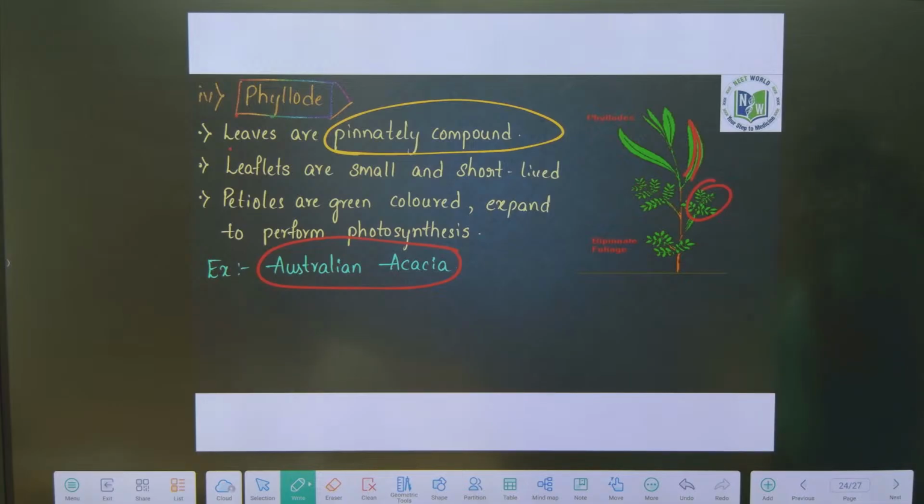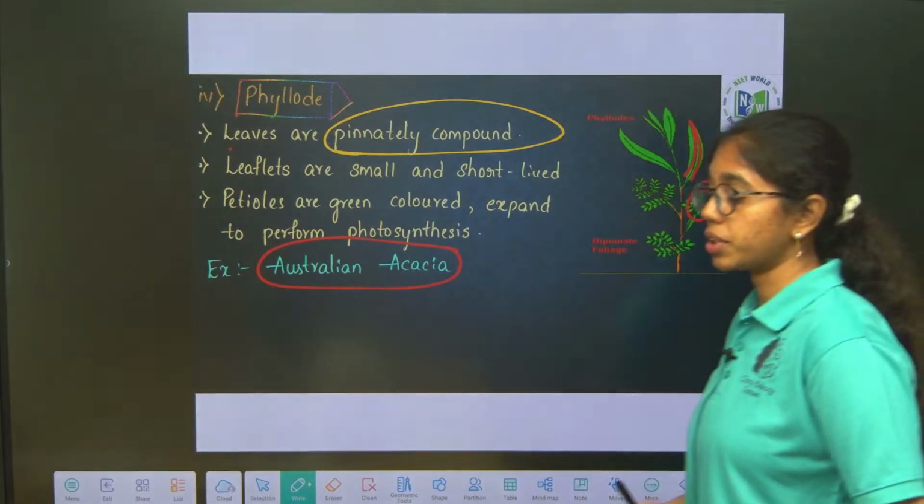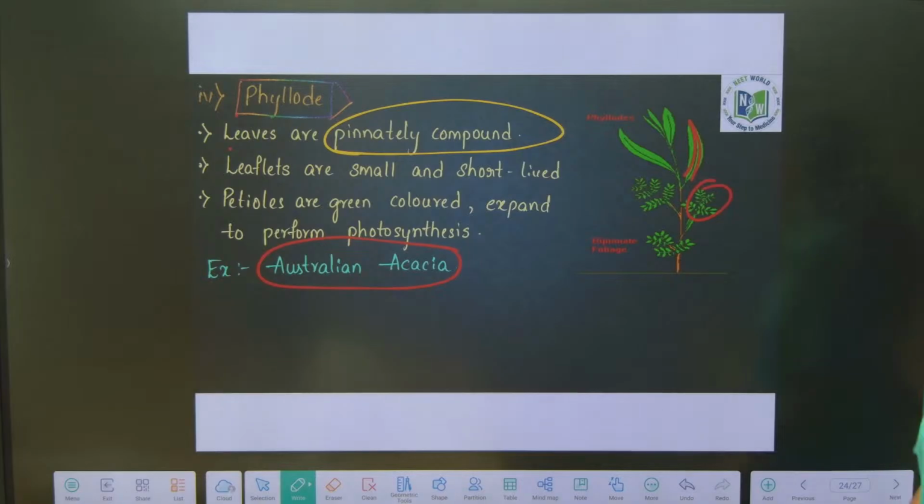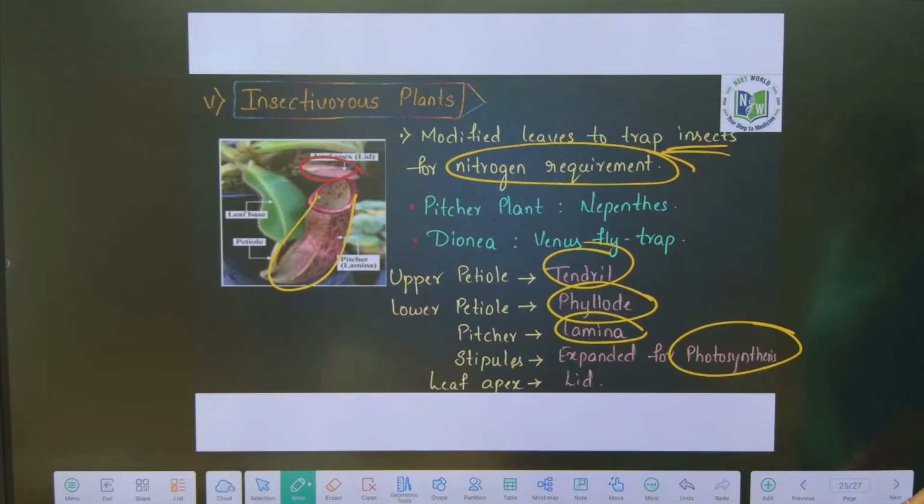Just 2 more leaf modifications and then we will go for the objective. Take down patiently. Again, it will be a problem at the time of revision if you are not taking it properly. Insectivorous plants.